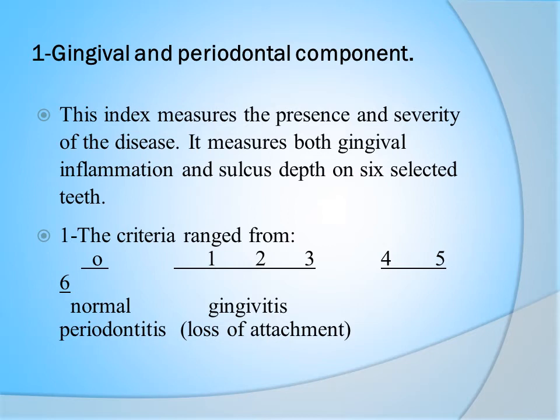This index measures the presence and severity of the disease. It measures both gingival inflammation and sulcus depth on 6 selected teeth. Keep in mind that you have to examine the gingival status first, then move to the gingival sulcus examination. For sure, if there is any loss of attachment, the gingivitis score is disregarded for the same tooth. All areas are scored as one unit in this index.